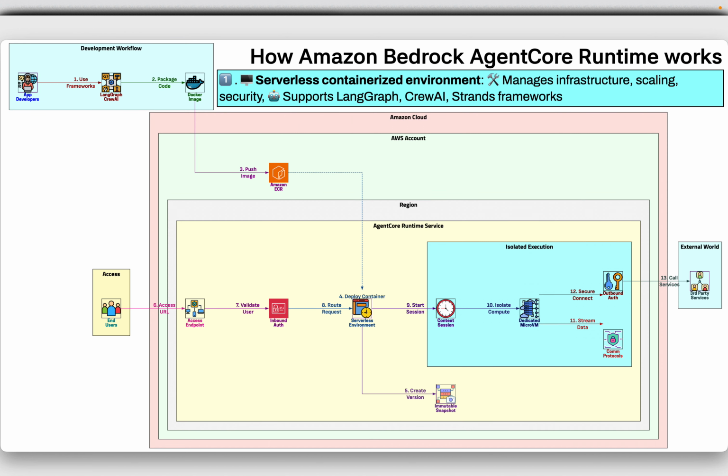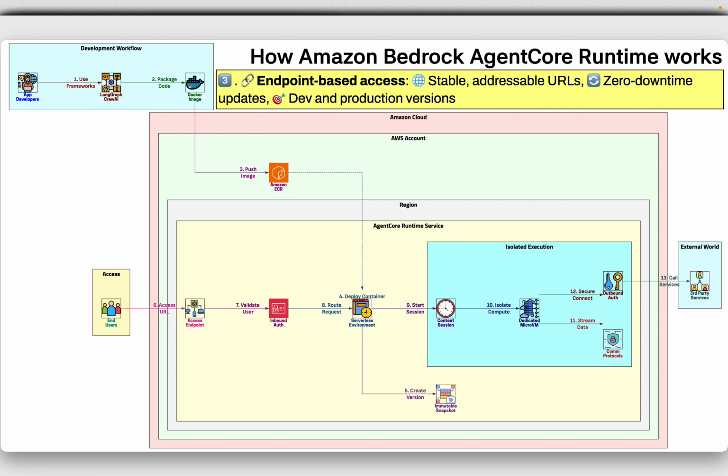Amazon Bedrock AgentCore runtime is a serverless containerized environment that manages the infrastructure, scaling, and security isolation for AI agents built on frameworks like LangGraph, Crew AI, and Strands. The service utilizes an immutable versioning system where every configuration update creates a new snapshot, ensuring reliable deployment history and rollback capabilities. Agents are accessed via endpoints, which provide stable, addressable URLs that can be updated without downtime to reference different runtime versions for development or production.